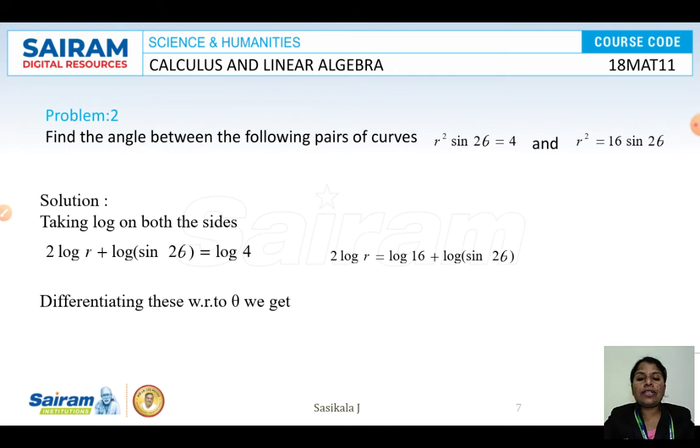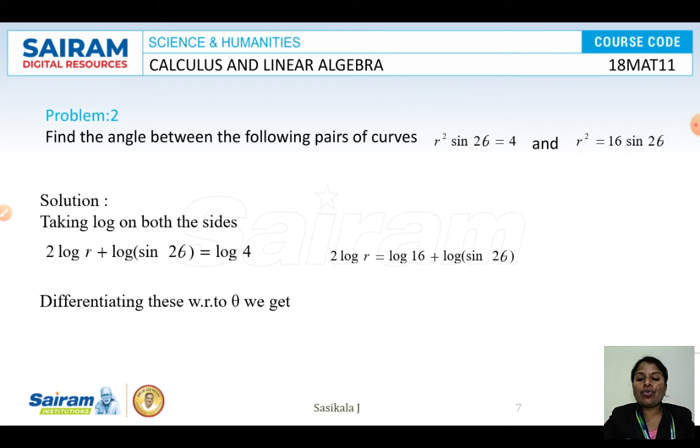Find the angle between the following pairs of curves, which is r squared sine 2 theta is equal to 4 and r squared is equal to 16 sine 2 theta. Similar to the previous one, the first step is to take a log on both sides. Then you can use the log power formula. So 2 log r plus log of sine 2 theta is equal to log 4. And the second equation, 2 log r is equal to log 16 plus log of sine 2 theta.